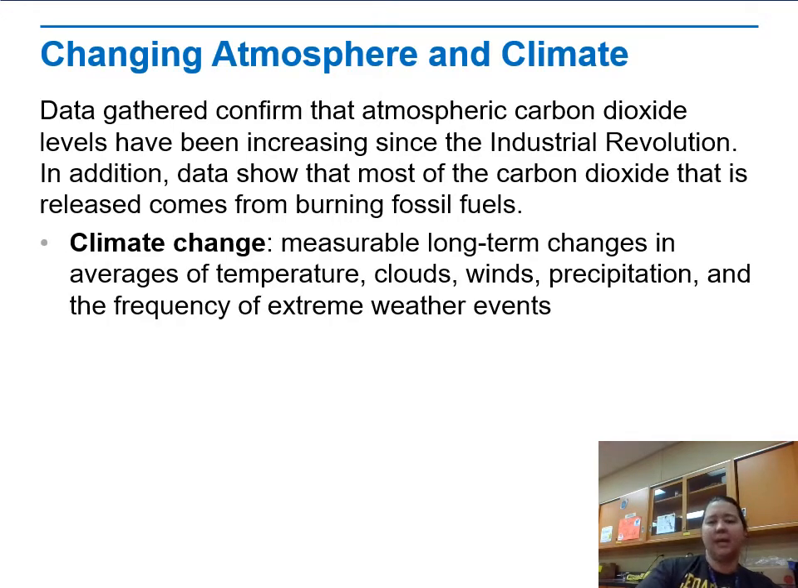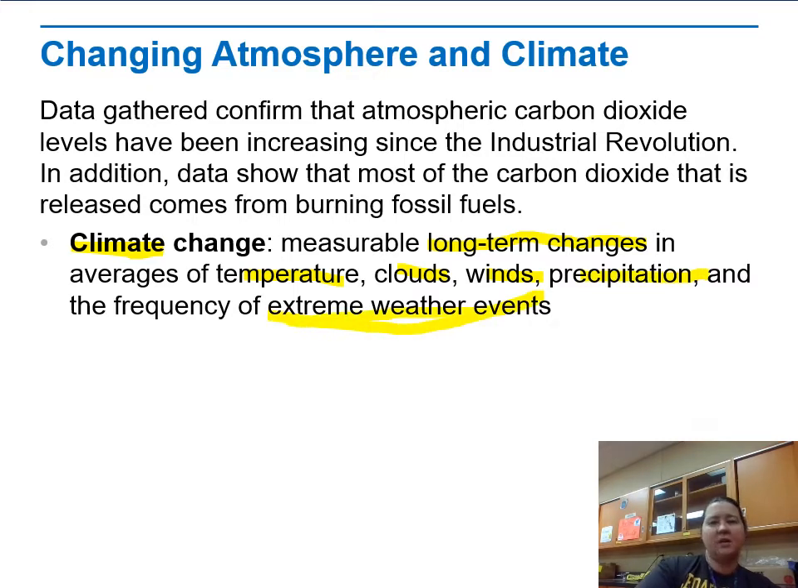So climate change, there's been a couple of terms that have gone on here, and they kind of get interchanged with each other and used synonymously when they're not really synonymous. Climate change is where we're actually measuring long-term changes, because we're talking about climate, okay? Because remember, what is climate? Long-term patterns. We're looking at long-term changes in temperature, clouds, winds, precipitation, and extreme weather events.